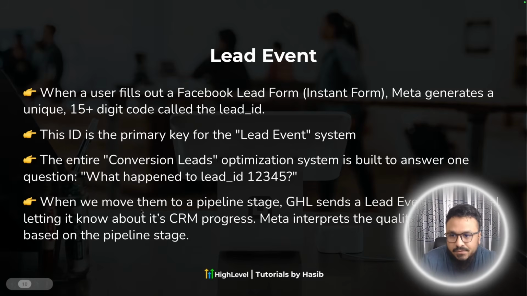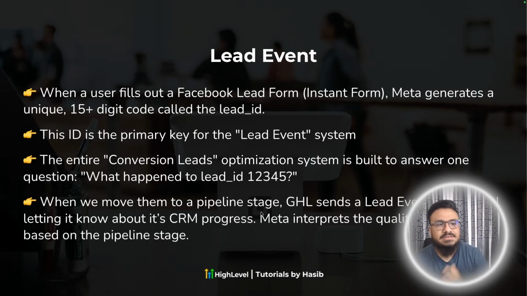That's it. So when we move them to a pipeline stage, GHL sends a lead event to the pixel, letting it know about its CRM progress. Where are they in the pipeline? Where are they in our sales journey? That's it. Meta interprets the quality of the lead based on the pipeline stage. With that being said, this is the difference between funnel event and lead event. One is for conversion tracking, another is for quality assurance, or sending quality signals and training Meta to give you better leads. So hopefully now it makes a lot more sense.